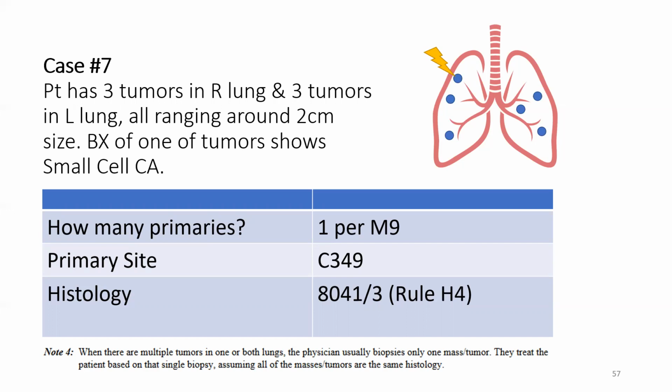So this is a primary site C34.9. There's one primary per Rule M9. And the histology, you have one histology, so Rule H4 tells us that this is 8041/3. You code the small cell carcinoma.